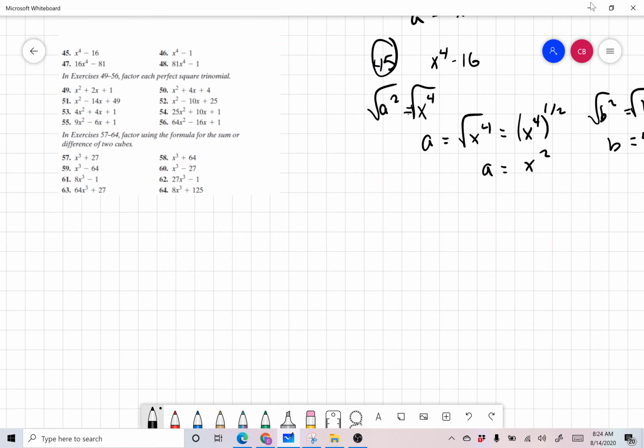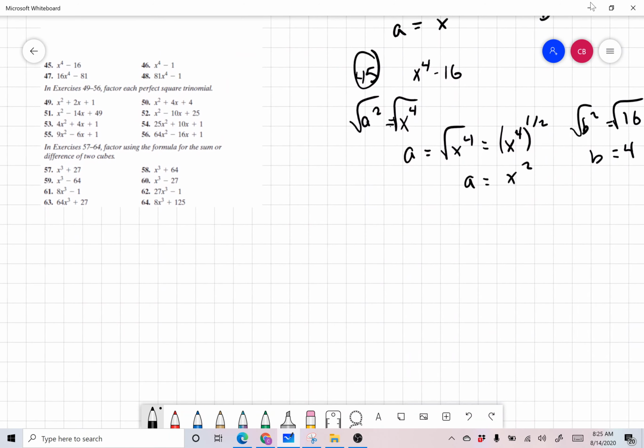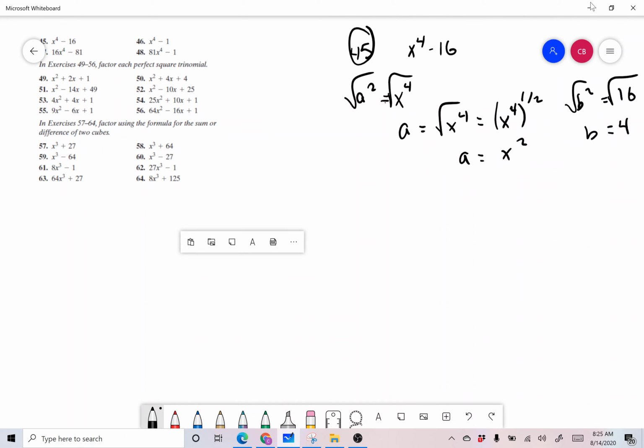Let's do factor each perfect square trinomial. Oh, we didn't do that one yet. Okay, so for perfect square trinomials, guys, I just recommend you do the x method or the snowflake. Let's go through it real quick. Let's do 49. The difference between these two is if it's a perfect square, you're going to get the same number twice for your solution. So this one's 1 times 1.